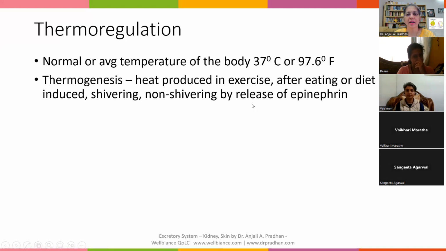So it is during exercise, after eating. खाने के बाद भी ऐसा गर्मी ज्यादा होती है, नोटिस किया है कभी? नहीं किया है तो you notice, please notice. After eating and during shivering. Shivering is the body's mechanism through which heat is generated, and non-shivering by release of epinephrine. These are through the hormones. So through hormones also heat is generated.